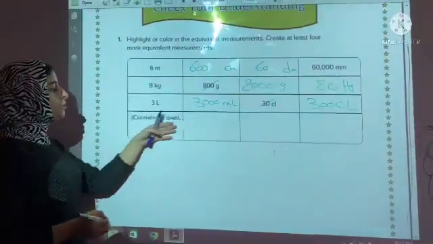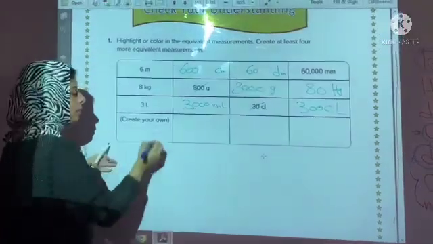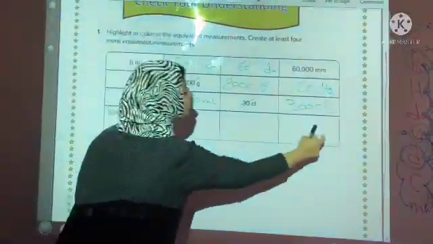In this one, you can create your own. Choose any unit and start to get the equivalent unit for this unit.